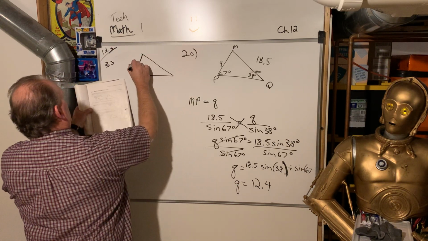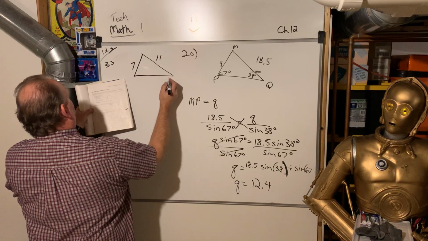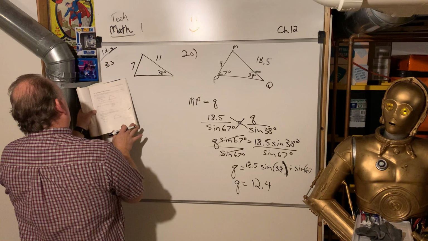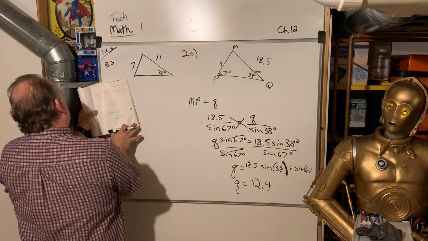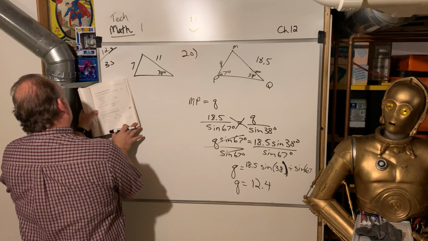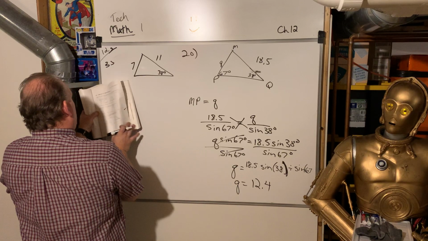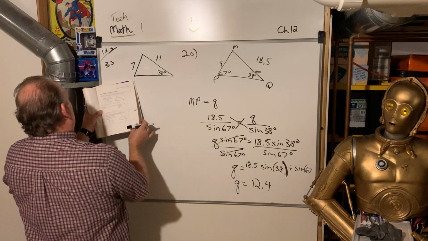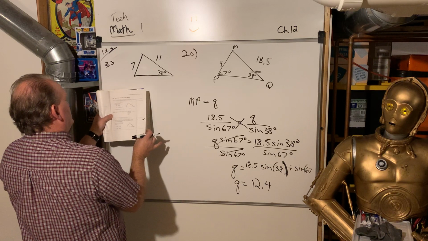So they got a triangle. This is 7. This is 11. This is 38 degrees. And I think they're going to want us to find which proportion below would you use to solve for angle B. Oh, okay. And then they give you 2 choices.